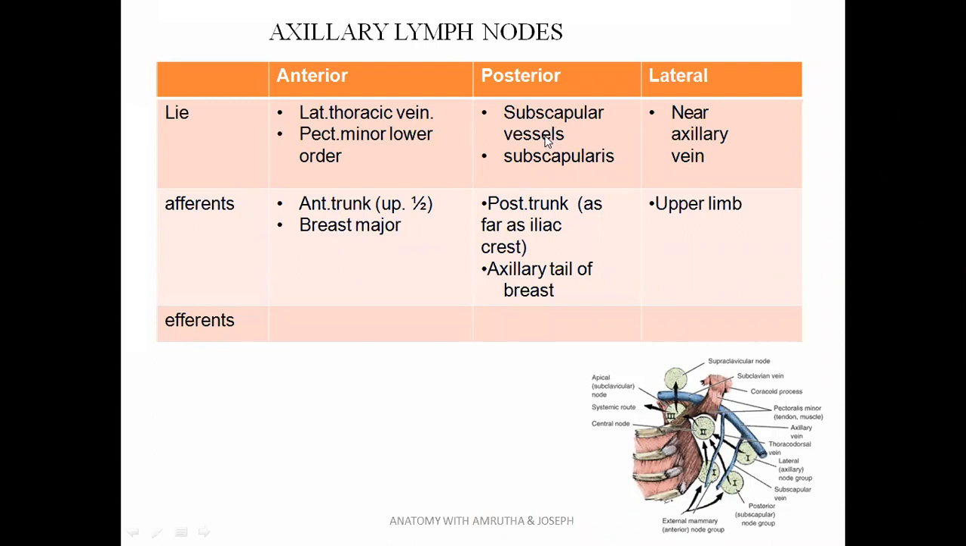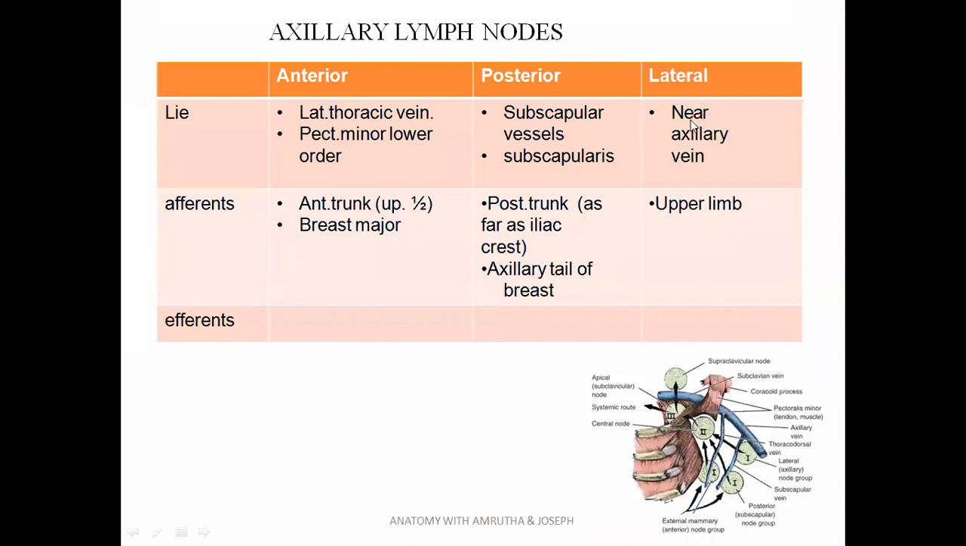The posterior group of lymph nodes is seen along the subscapular vessels. This is the subscapular vein. Along with that, the posterior group of lymph nodes can be seen. A muscle related to here is the subscapularis. The afferents draining to it are called the posterior trunk. These are the lymphatic channels connected to the posterior group of lymph nodes, and they drain the area up to the iliac crest. It also drains the axillary tail of the breast, which is a continuation of the breast into the axilla.